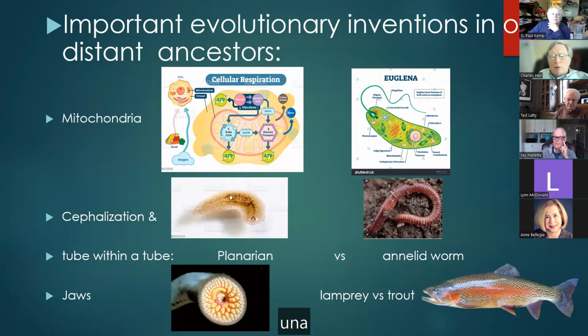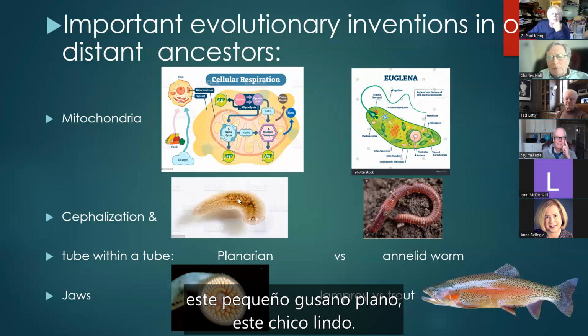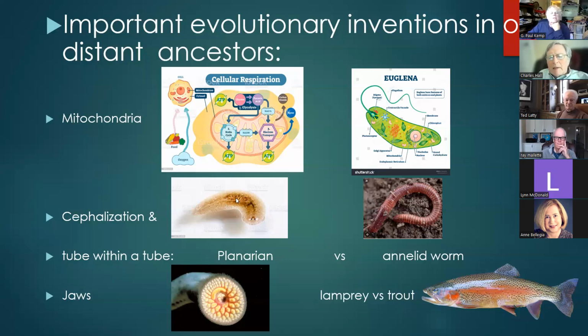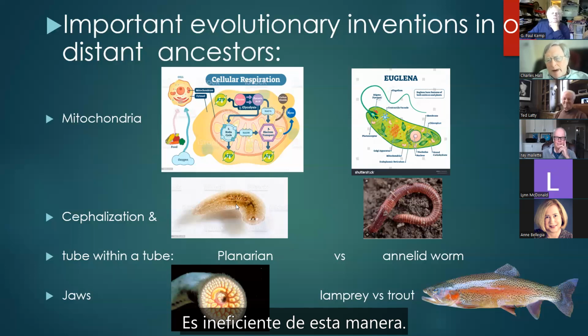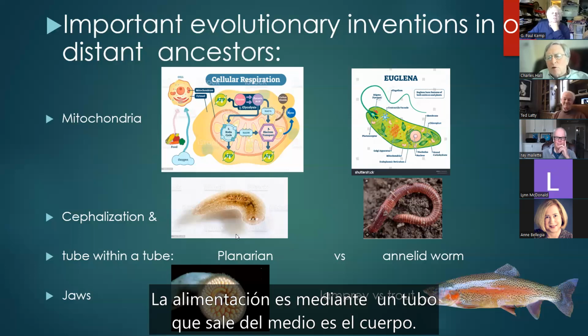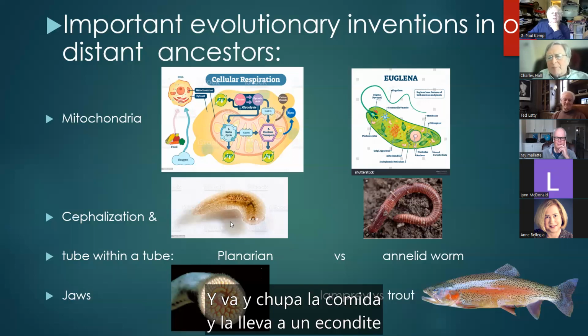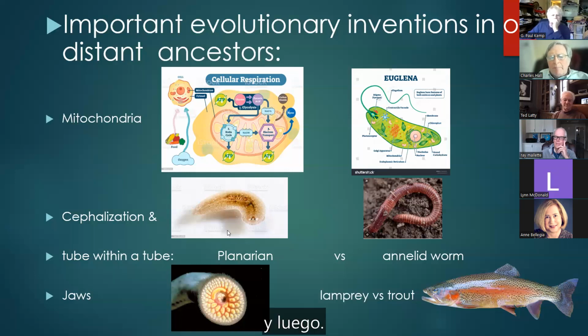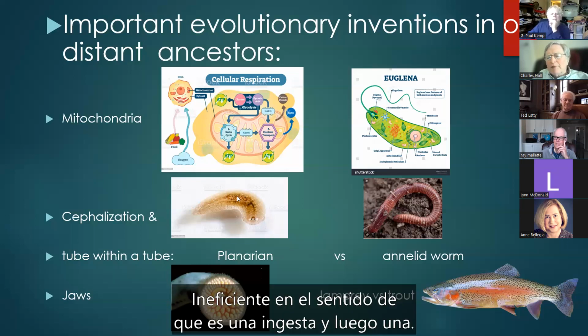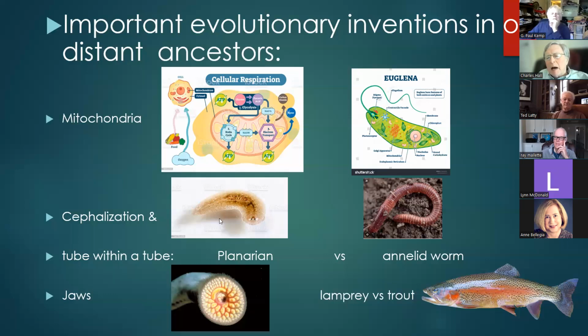But a planarian, this little flatworm here, cute little guys, is inefficient in this way. To feed, it takes a tube out of the middle of its body and goes and sucks up the food, brings it into its gut, and digests it, and then poops it out. It's inefficient in that it's an intake and then an output.